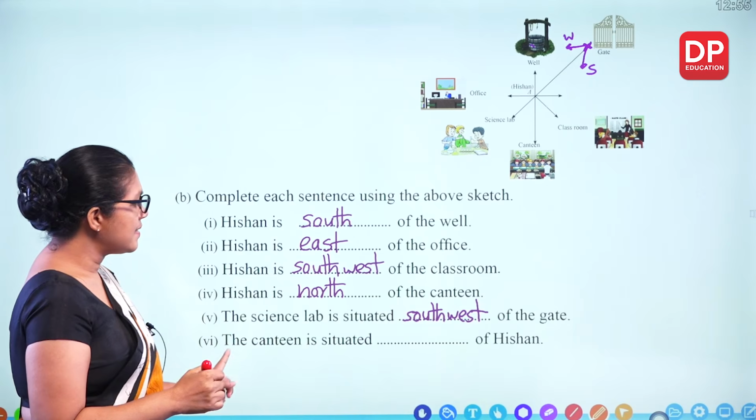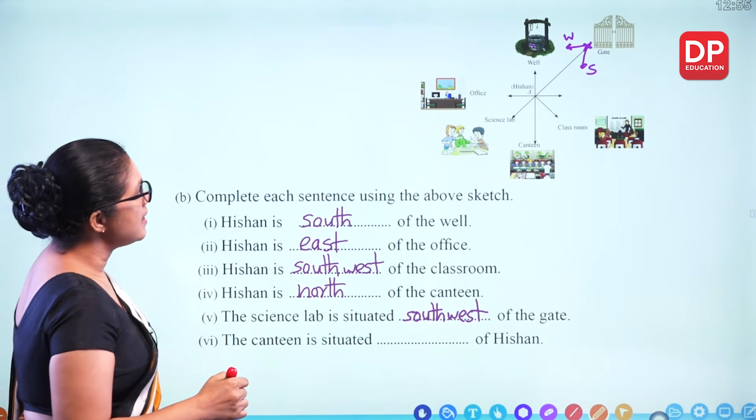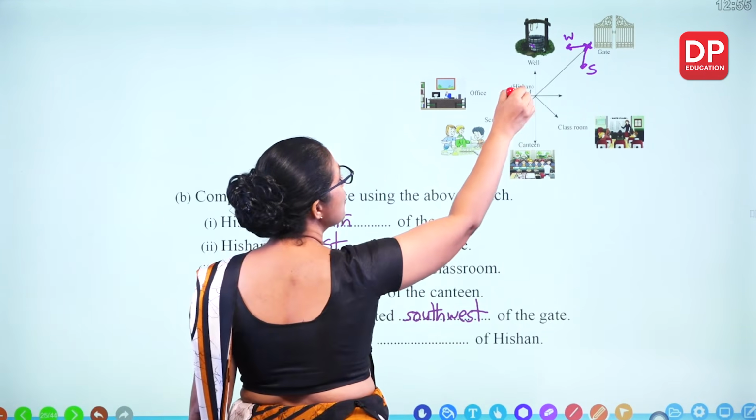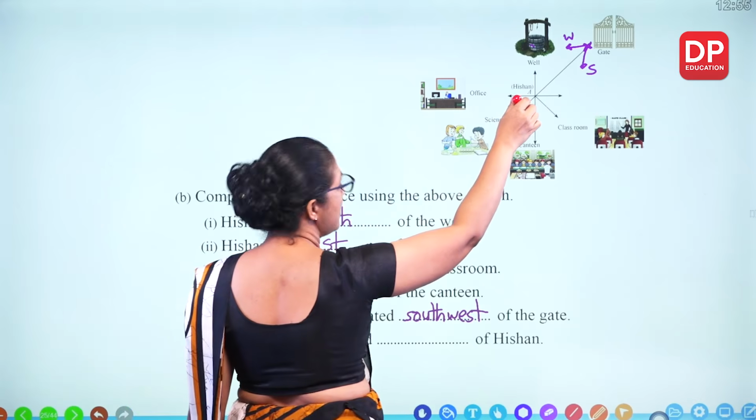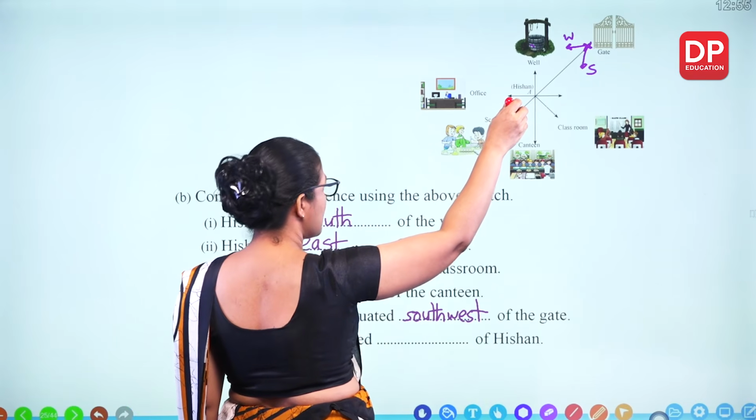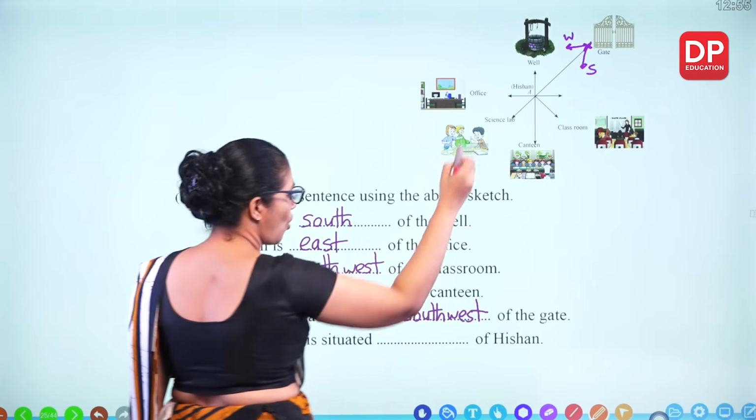Then the canteen is situated blank of Hishan. The canteen is here. Of Hishan means straight down. So the canteen is situated south of Hishan.